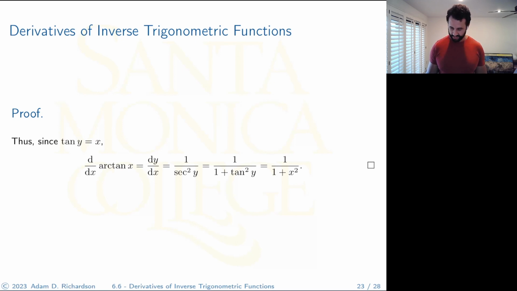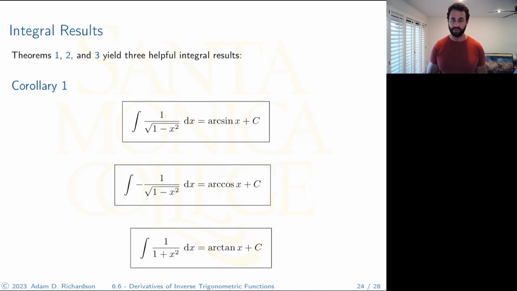Okay. So now that we have these three, we've got the derivative of arcsine, arccosine, and arctangent. There are equivalent integral results. So let's take a look at those at a glance. When you combine the 3 theorems that we just proved, or at least stated and proved 2 of them, we get this. The integral of this is equal to arcsine of x plus c. The integral of this is equal to arccosine x plus c. And the integral of this is equal to arctan of x plus c, right?